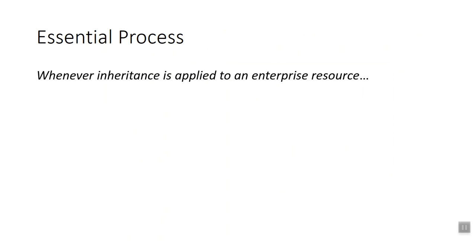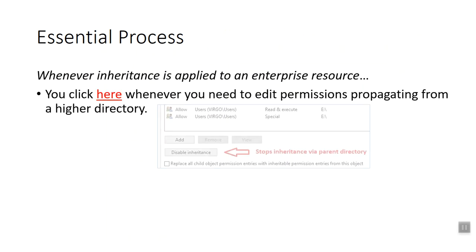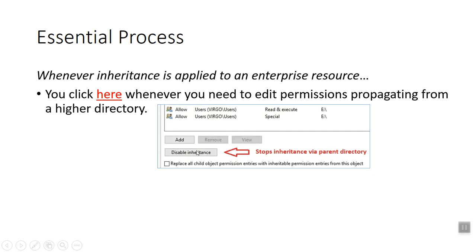Whenever inheritance is applied to an enterprise resource, you click. All right, so in terms of the actual interface, here's a view of what you're going to see in the demo and then what you're going to work with in your solution. You click here to disable the inheritance from the parent directories or upstream directories. In this case, you see users are listed for read, execute, and special, and that's inherited from the root of the E drive. We're going to disable that. We're going to get rid of that. We can't get rid of that unless we disable inheritance, because that setting is forced down into the folders we're setting up, the directories we're setting up.